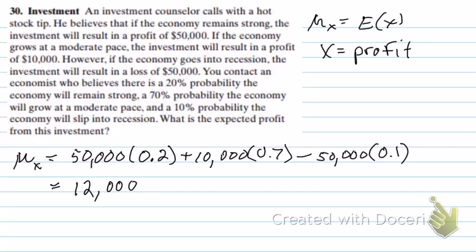This is how businesses make decisions. It's a lot more complicated, but it's the same idea. So again, that $12,000 is the mean of our random variable. It's also the expected value of that random variable.